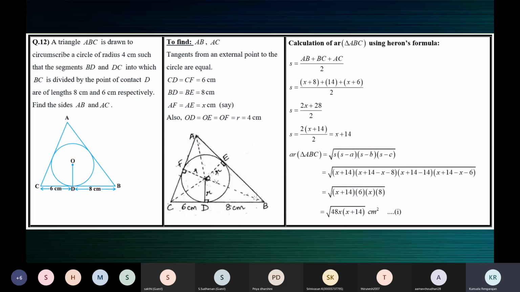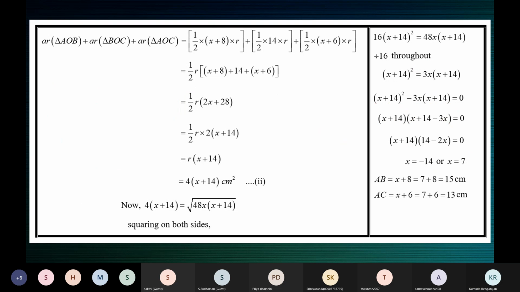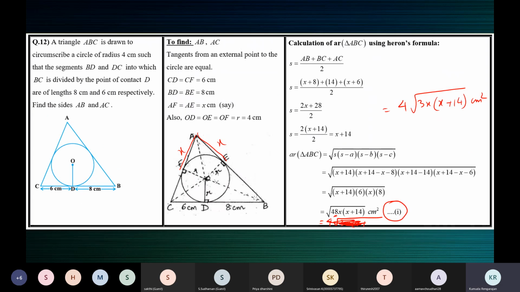And x cannot be negative because x represents the length of this line segment. This AF is x or AE is x. How can the value of x be negative here? Because it's the length of the line segment. So minus 14 is rejected and we take x is 7. If x is 7, that means this is 7. This one we already know is 6 and 8. So the length of the side AC is 7 plus 6, 13 centimeters. And the length of the side AB is 7 plus 8, 15 centimeters.